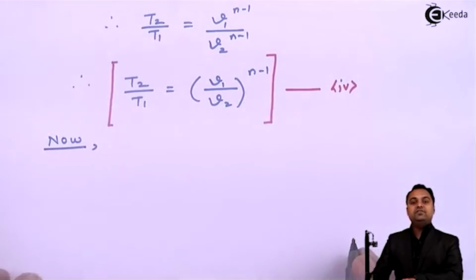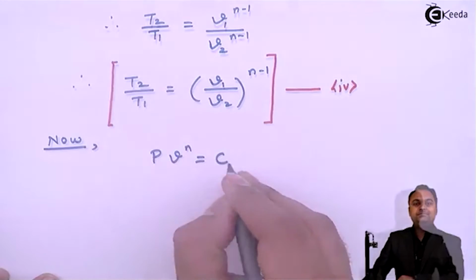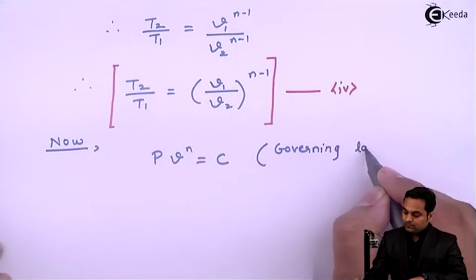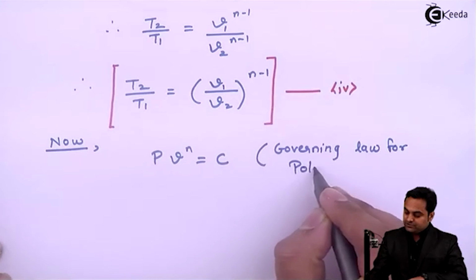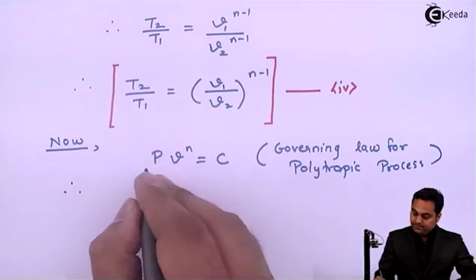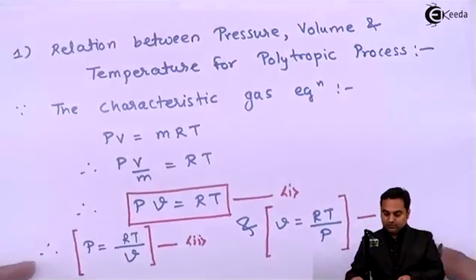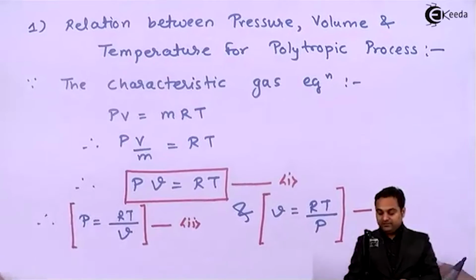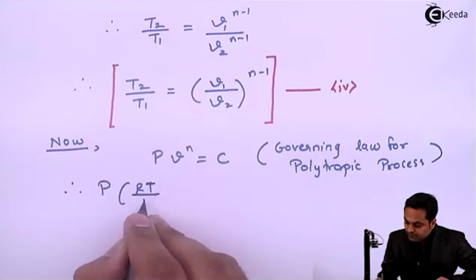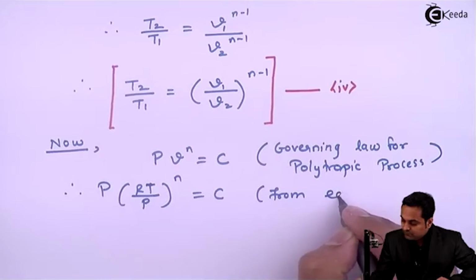Now after reaching here, again as we have the governing law, which is PV raised to n is equal to constant. Now here I have written the governing law for polytropic process, and now I'll keep P as it is. Instead of V, V is equal to RT upon P, that is from equation 3. So (RT upon P) raised to n is equal to C, and that is from equation 3.